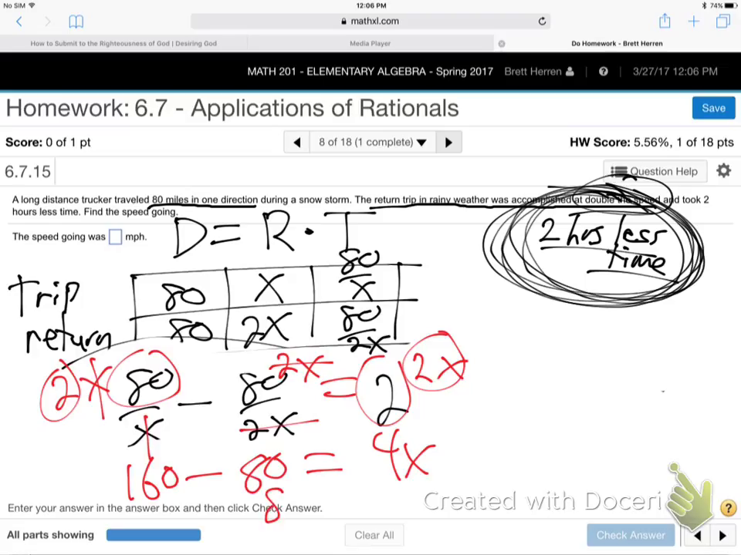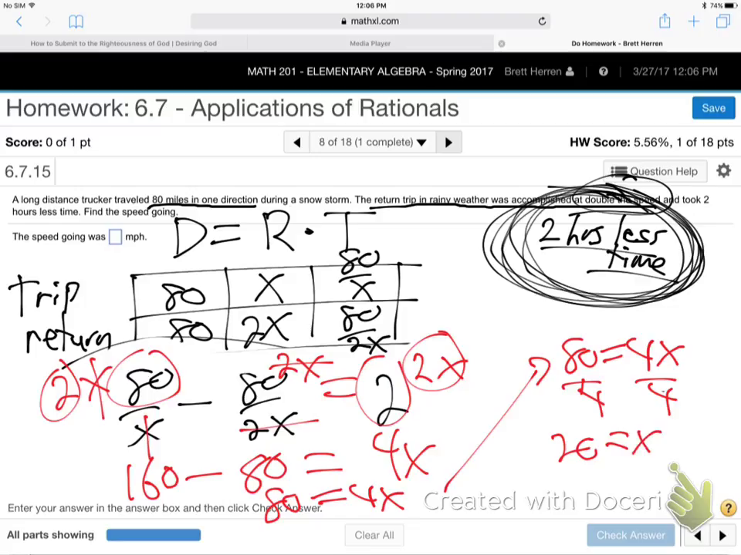All right, so what do we got? 80 equals 4x. Let me bring that over here. 80 equals 4x. How do we solve for x? Divide by 4, it's 20. X is 20. That's the key.